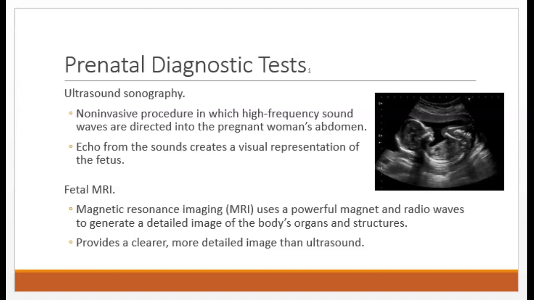Fetal magnetic resonance imaging, MRI, uses a powerful magnet and radio waves to generate a detailed image of the body's organs and structures. This provides a clearer, more detailed image than ultrasound.